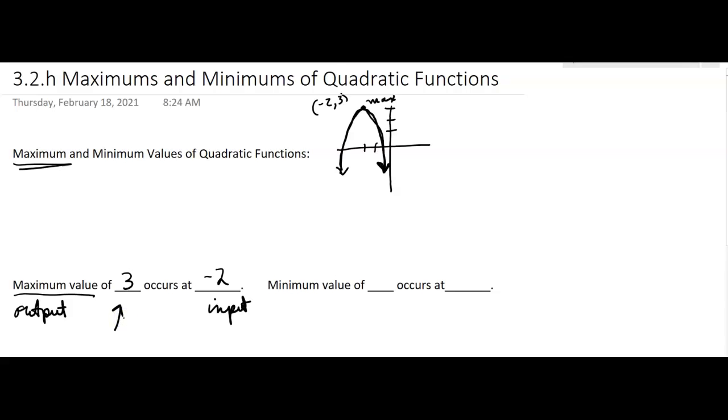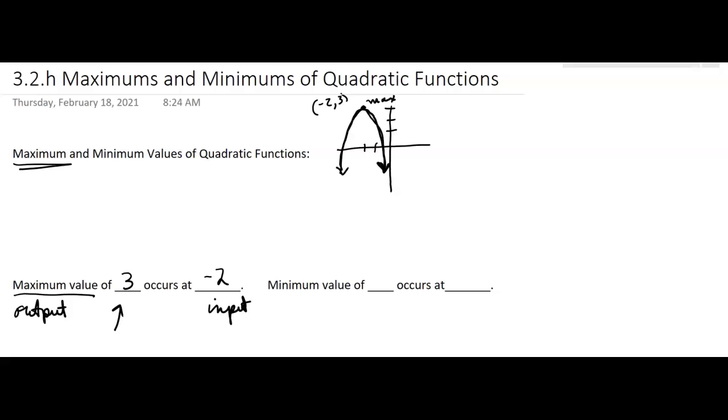So when we talk about the maximum value, we're talking about what's the most you could get out of your function. And in this case, the maximum value is 3. That's the most you could get out for an output. Where does that happen? Well, it happens when x is -2. So that's why they say it occurs at -2. Or they could say this happens when x equals -2, something like that.